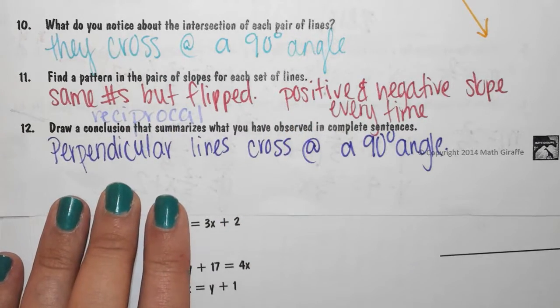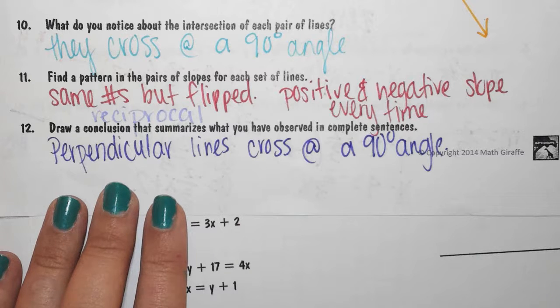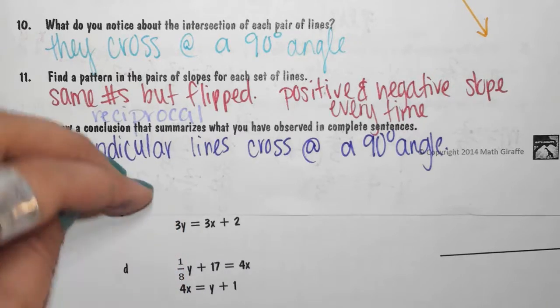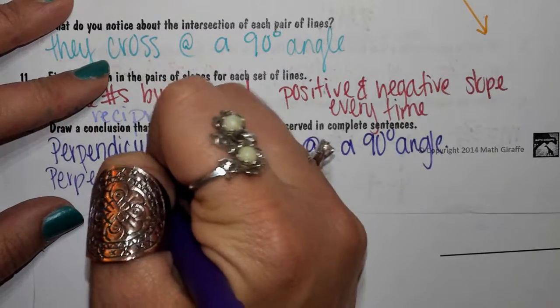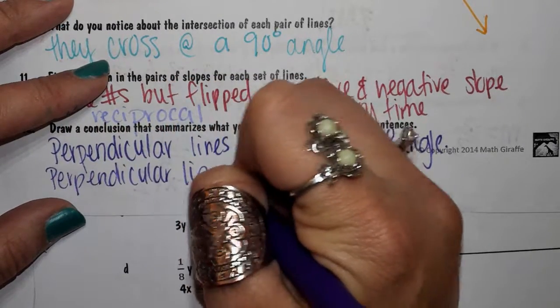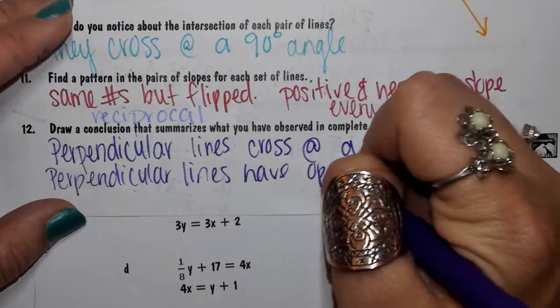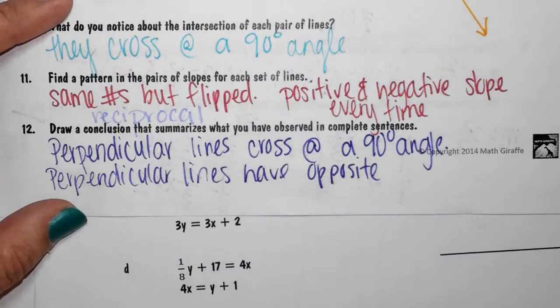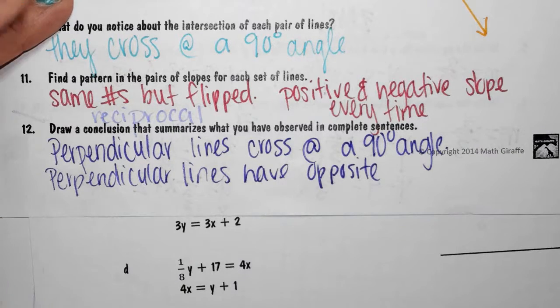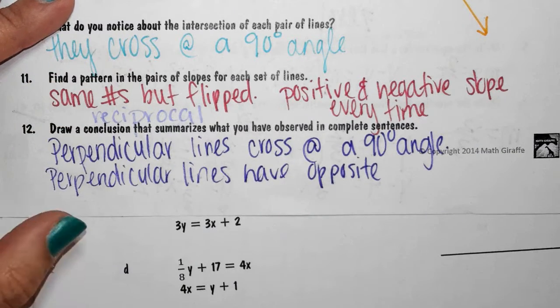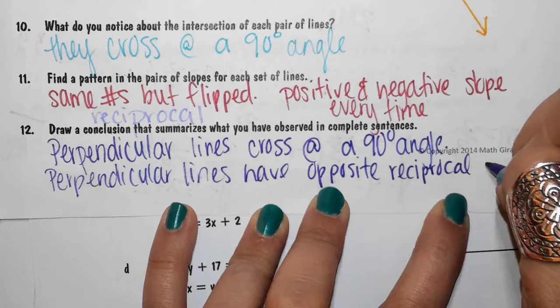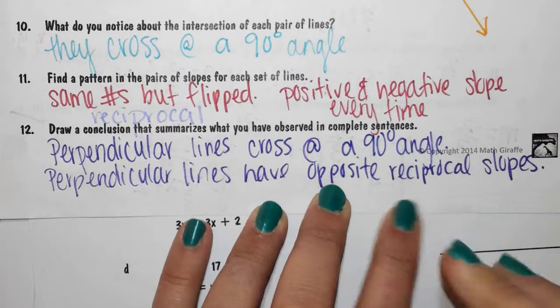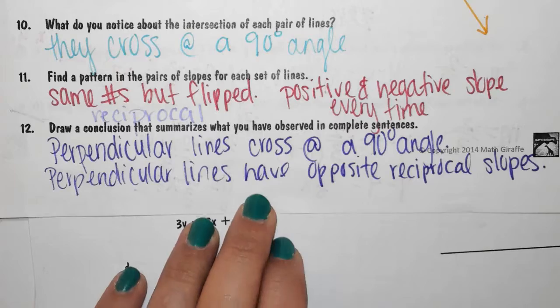Oh, let me see. If all perpendicular lines have opposite negatives. They have opposite slopes, right? Okay, so perpendicular lines have opposite, and what else is true about their slopes? We have opposite. What's the other thing that we noticed? Reciprocal, yes, every single time. That is the most important thing. Write it on the side.